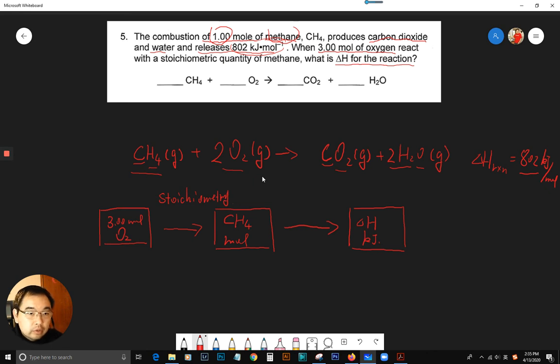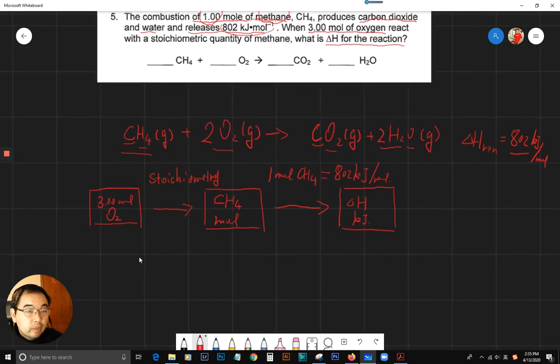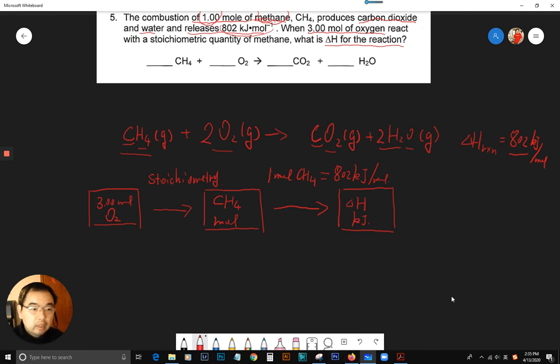And for this part you need to use stoichiometry. Here we have 1 mole of methane that can produce 802 kilojoule of heat. Okay, so let's do this step by step. Actually, you can set up a long equation. Let me use another color. We first write down what we have.